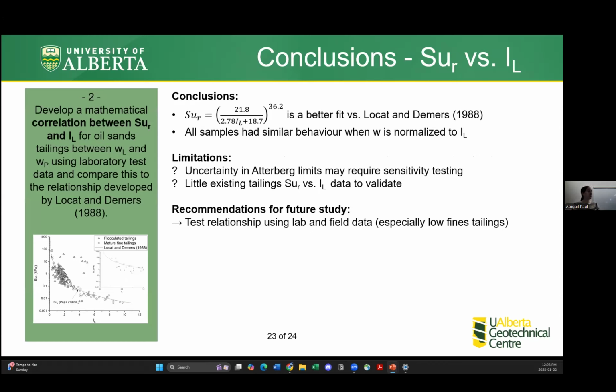Regarding strength, the proposed relationship between remolded strength and liquidity index does provide a better fit than the Locat and Demers relationship, and all samples showed a similar behavior when the water content was normalized to the liquidity index. However, to actually use this relationship, it assumes that you know what your Atterberg limits are, which may not necessarily be the case, in part because tailings deposits are so heterogeneous. As a result, sensitivity testing might be needed to actually apply it. There is also very little publicly available strength liquidity index data to validate this, so it definitely needs to be further stress tested.